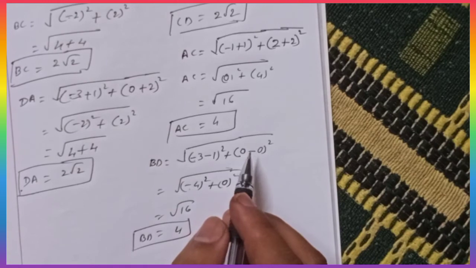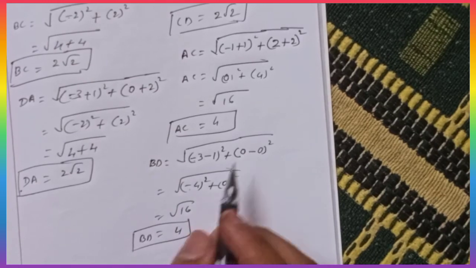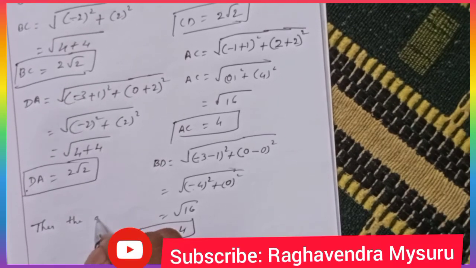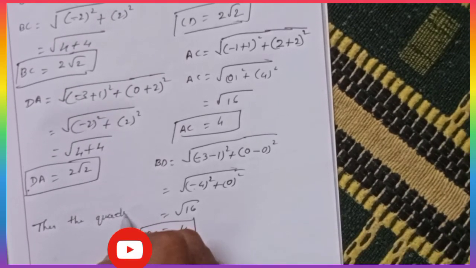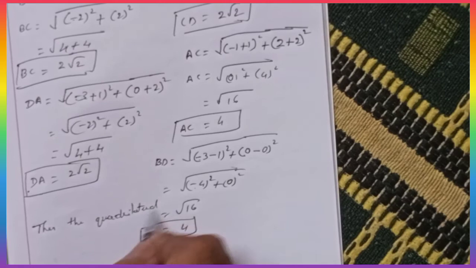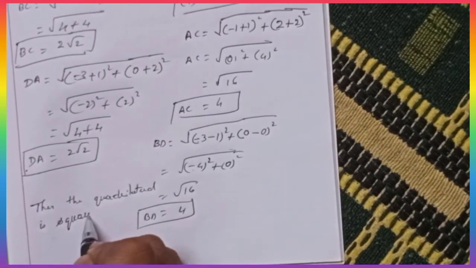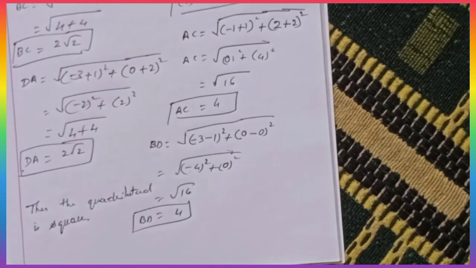So obviously if the diagonal measurements are equal and all the four sides are equal, then the quadrilateral is a square. So I hope that you have understood how to identify the given quadrilateral by using the coordinate points.